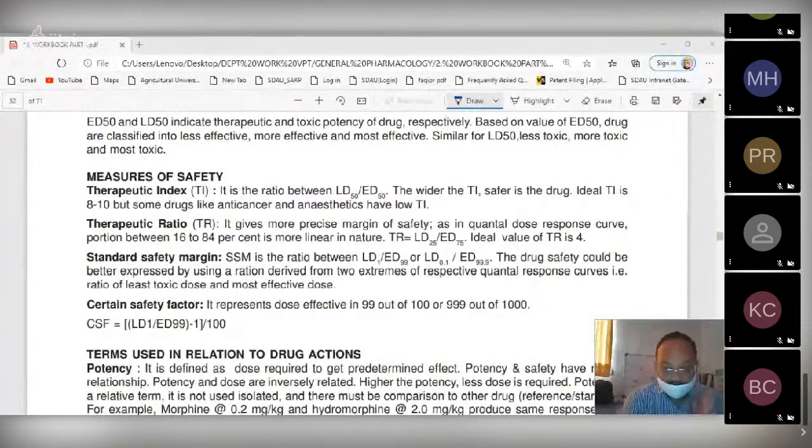Now, therapeutic ratio. Again, it's the same, nothing different. It's a ratio, as the name indicates.